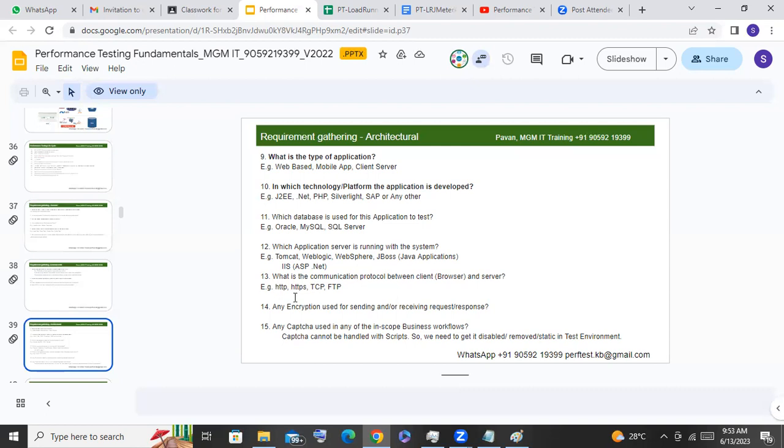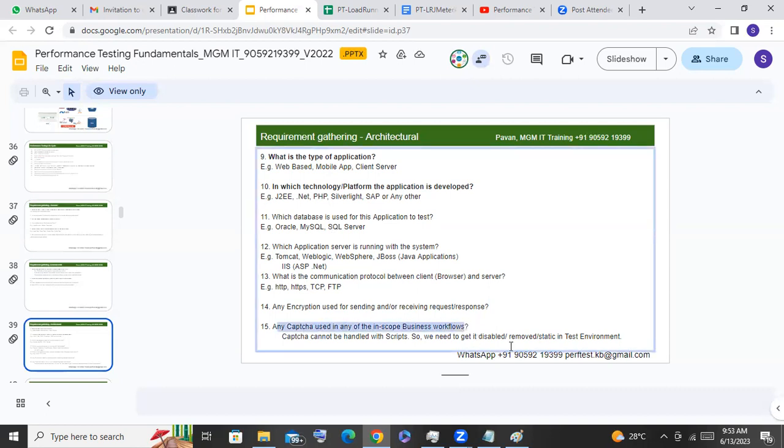Okay. And any encryption used for sending and receiving request responses, any captchas that could be used. Okay. All that you would capture. And guys, one important thing, one trick question, guys. How do you test the captcha in performance test?